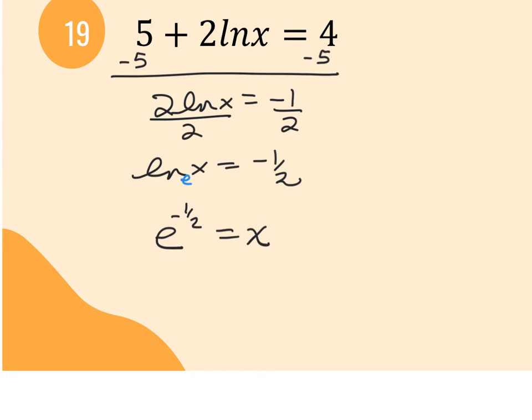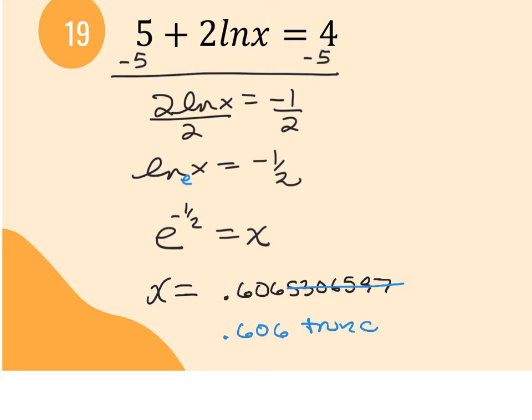And now it's just a straight calculator question. You'll hit that e, raise it to the -1/2 power, and we are going to get 0.6065306597. And then truncated, you're just going to chop off. So the truncated answer is 0.606, but the rounded answer, the 6 would look at the 5 and it would go up.